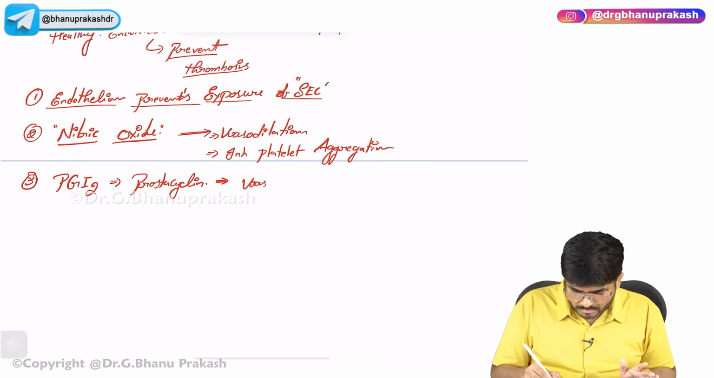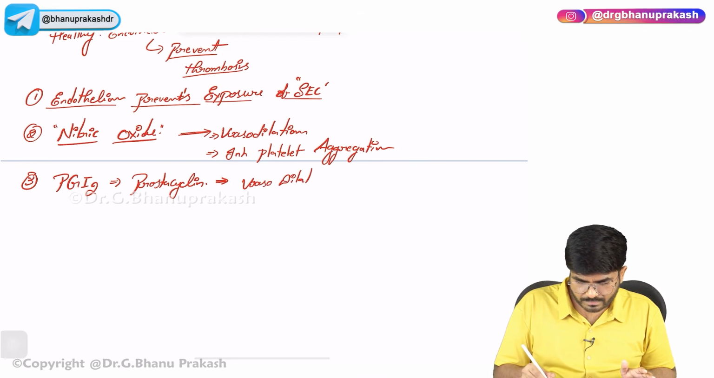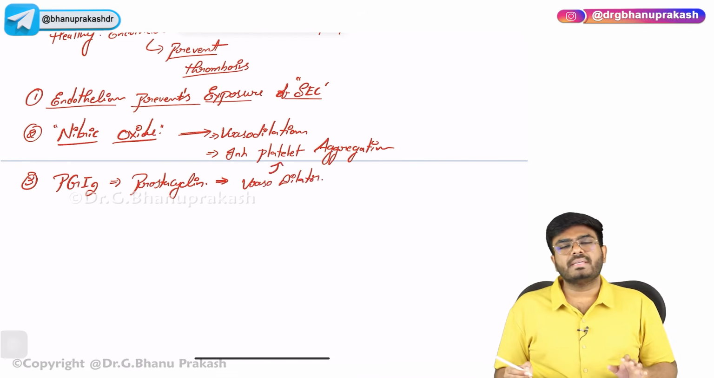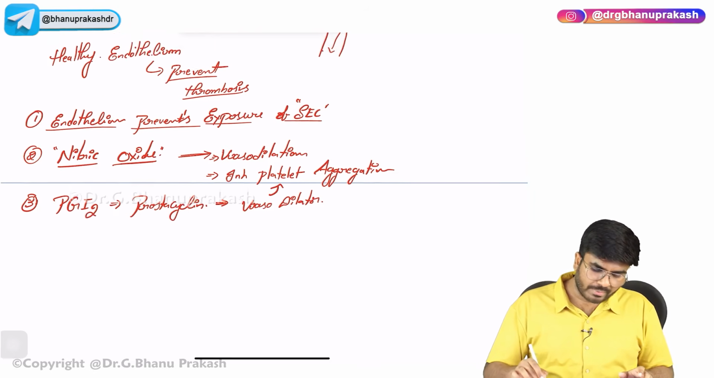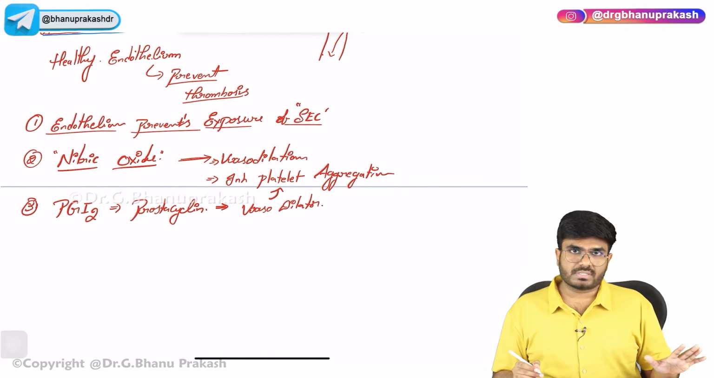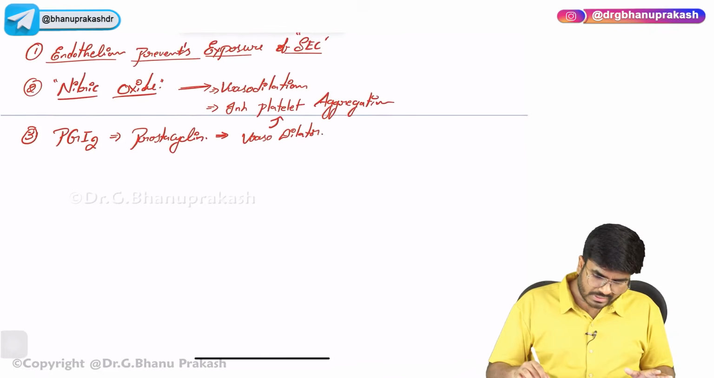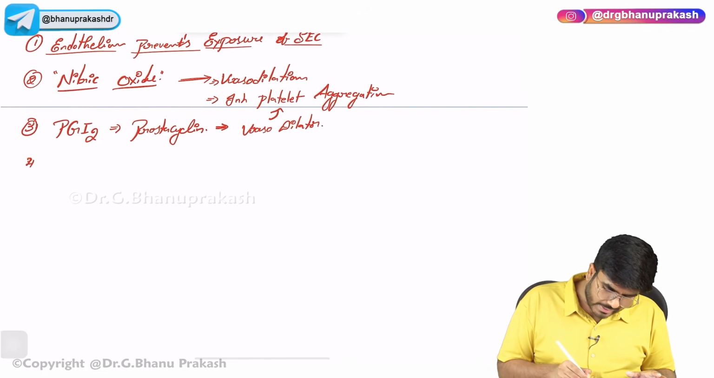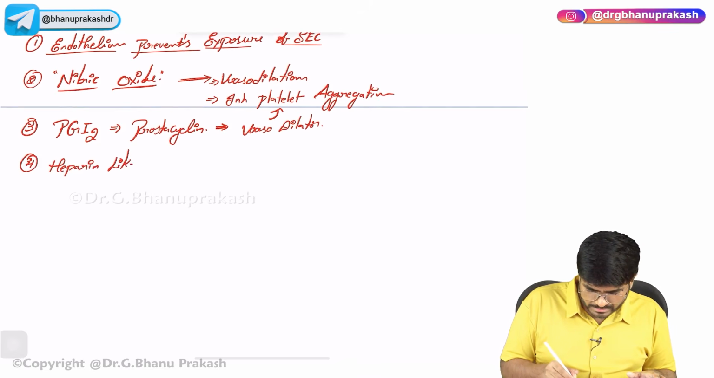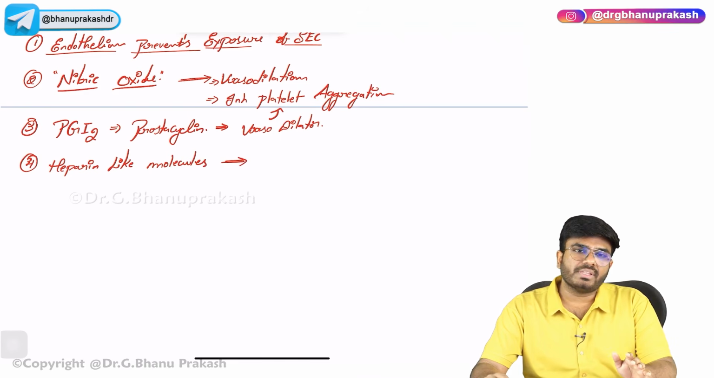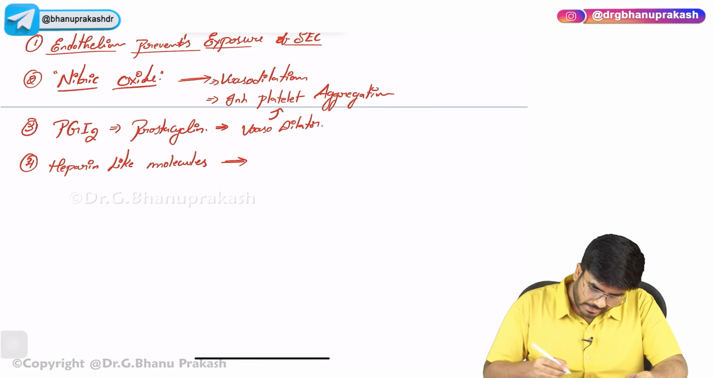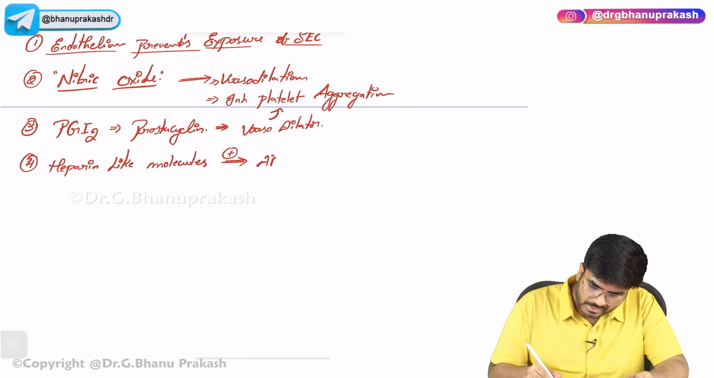It's a vasodilator, and to a certain degree it also inhibits platelet aggregation. So, antithrombosis. A healthy endothelium is always preventing thrombosis, unnecessary clot formation. Now, these endothelial cells also produce molecules called heparin-like molecules. What are these heparin-like molecules going to do? They are going to activate antithrombin 3.